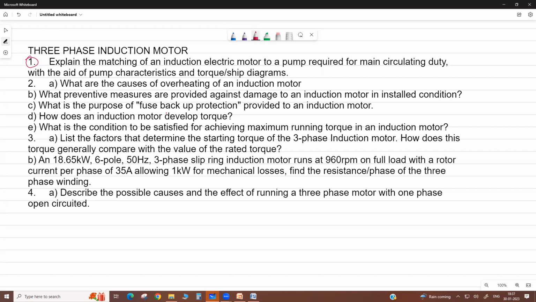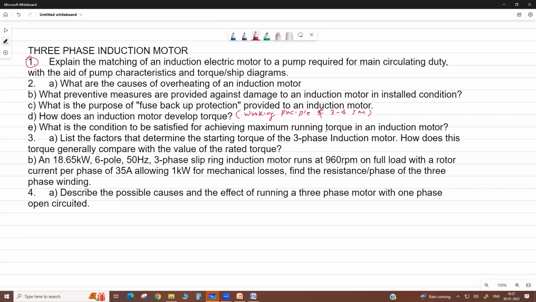How does an induction motor develop the torque? How is the torque developed? Sometimes this question can be asked as the working principle. It is the same. You can write the working principle of a three-phase induction motor. Write the same answer for that.